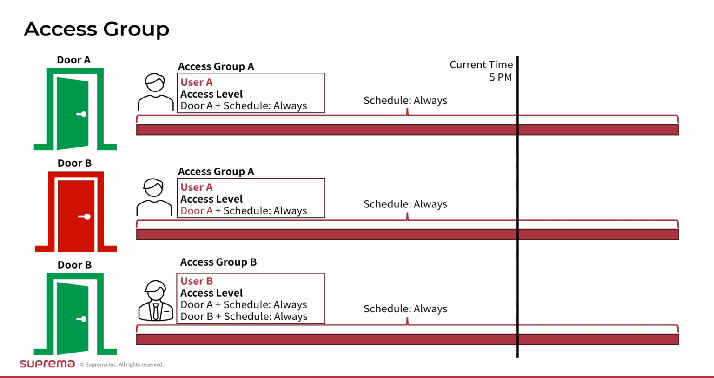In the third row, access group B includes user B. The assigned access level includes Door A and Door B, both with the always schedule, so user B can access both doors at any time. Once access groups are configured this way, the core access control setup in Suprema is in place.